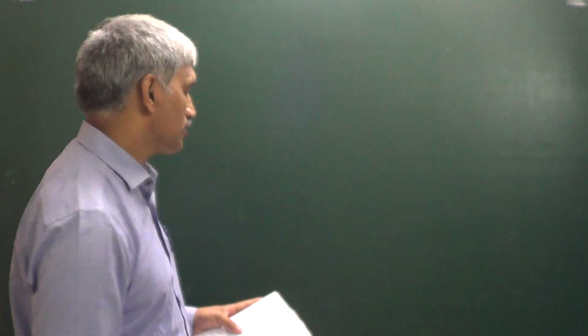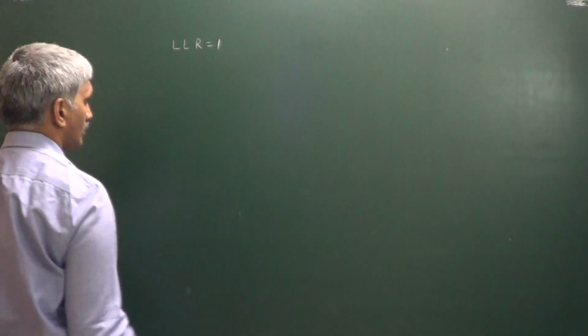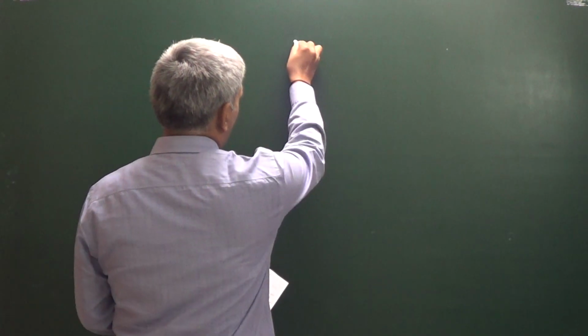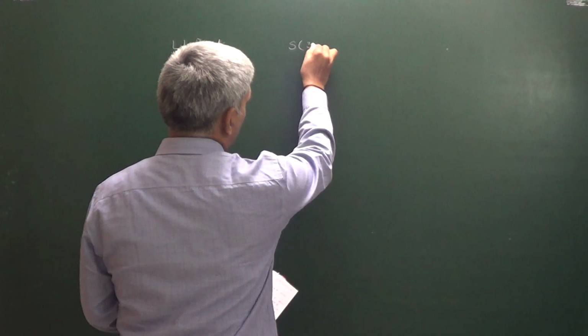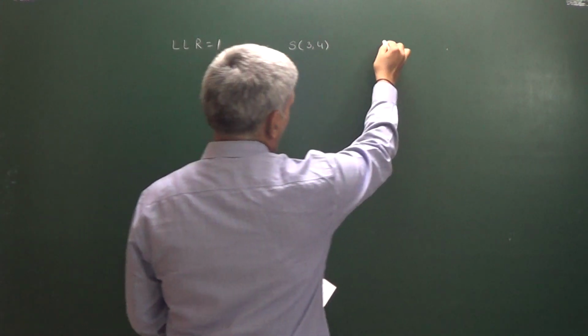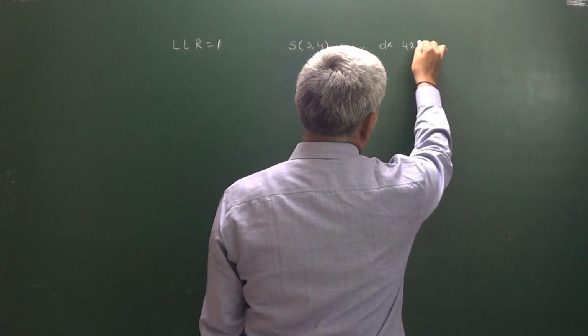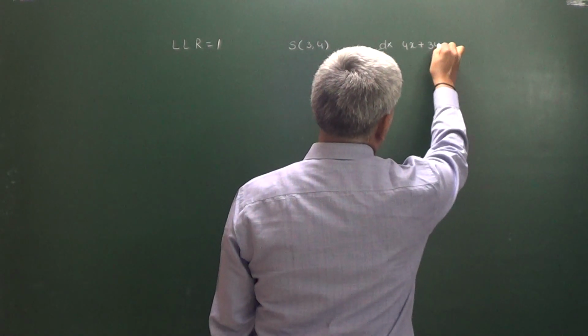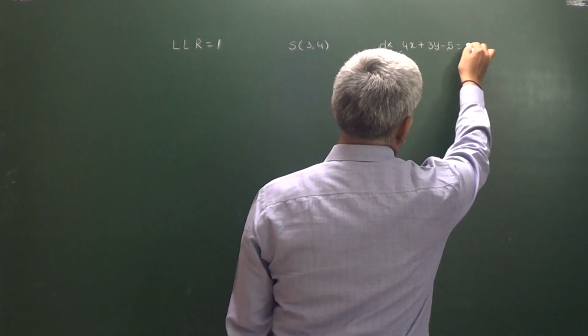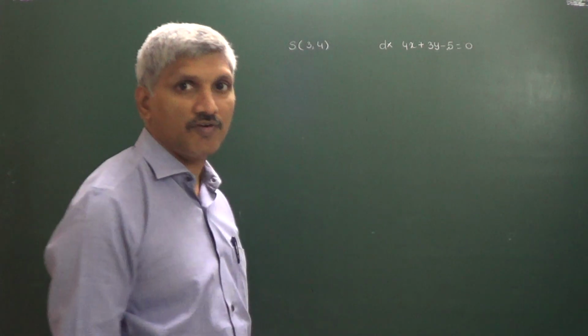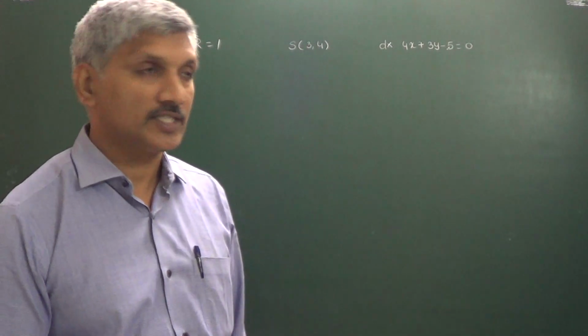Students, in this particular class I want to discuss a few questions on ellipse. The first question is given in this way. The length of the latus rectum is given as 1, and the focus is given as (3, 4). The directrix equation is given as 4x + 3y - 5 = 0. That is the information given. He is asking to find the eccentricity.